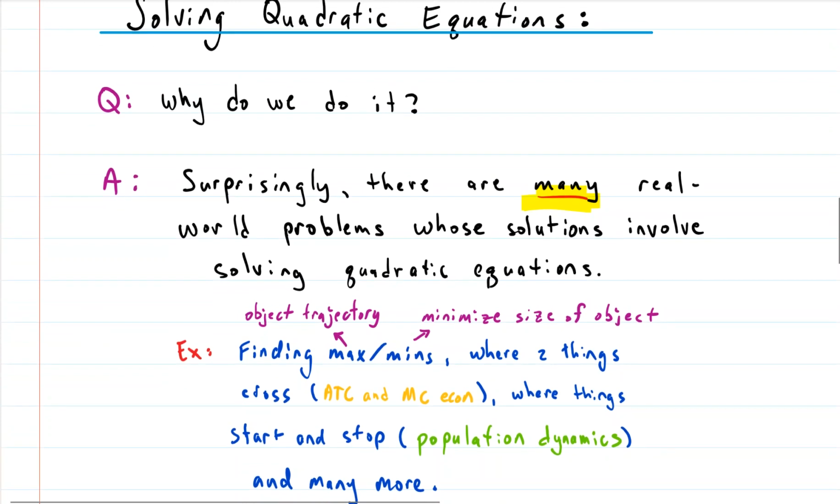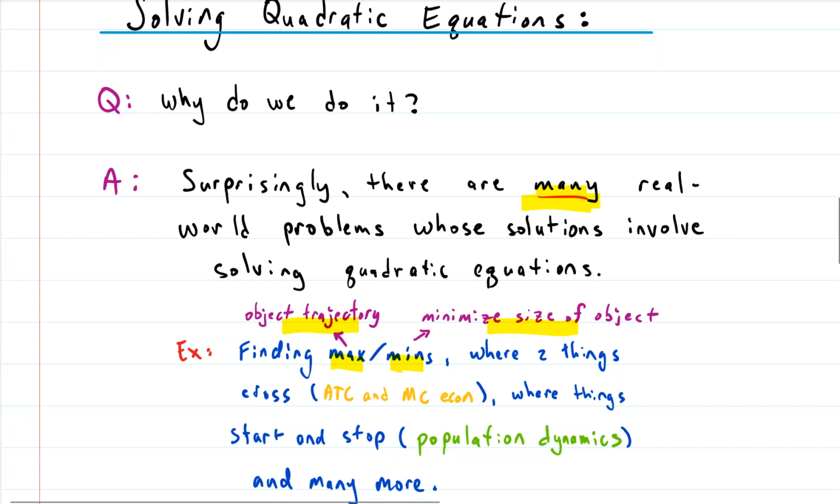Some examples are finding max and mins, object trajectory, things going through space, finding the maximum size or the minimum size of an object. Say you're producing something and you want to find the minimum amount of aluminum for a pop can, and you want to make sure that it still holds a certain amount of liquid. That's a perfect example of something that would involve solving a quadratic equation.